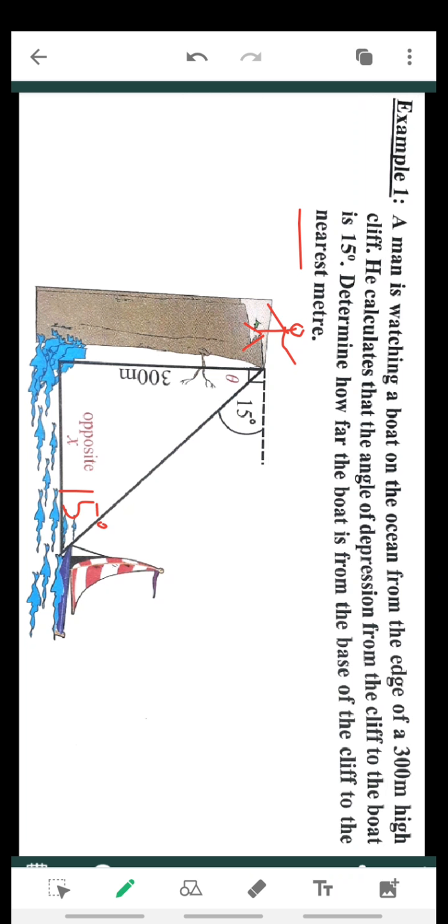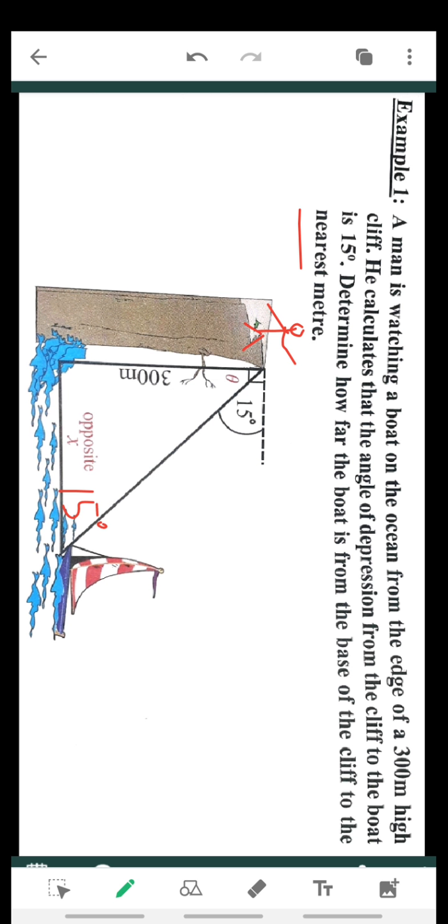Okay. Now, he calculates that the angle of depression. What is the angle of depression? From the horizontal with the cliff or with his eyesight, right, down to the boat. That is 15 degrees. Okay. His angle of depression from the cliff to the boat is 15 degrees. And I hope you see it on the sketch.